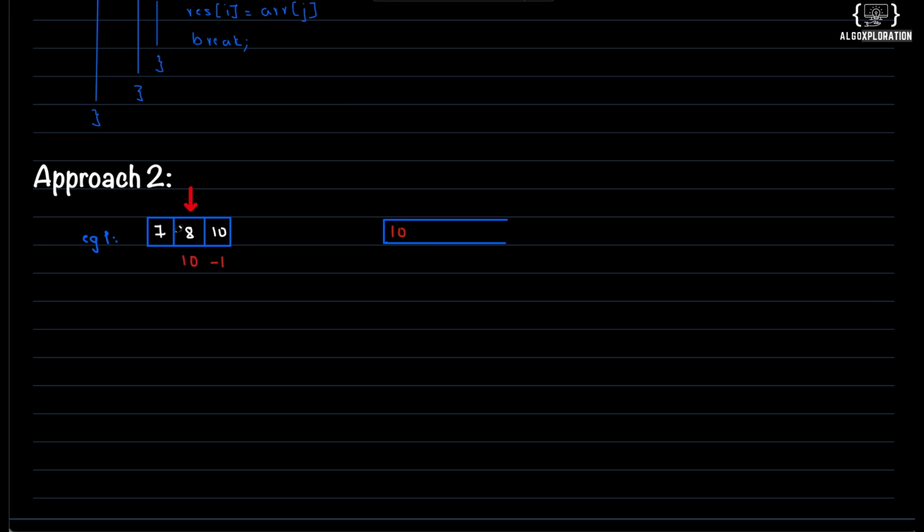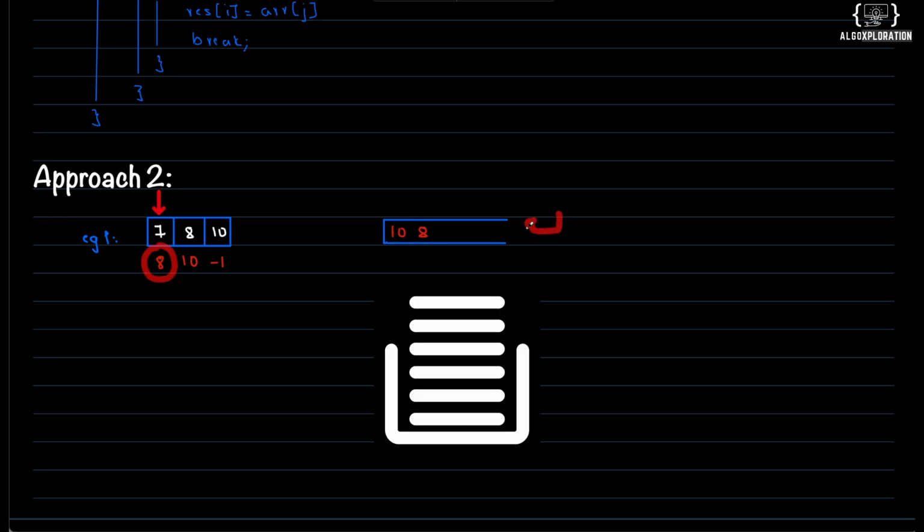But see guys, for this building, the next tallest building present on the right is 8, not 10. So I need to store 8 in this data structure as well. And for this 7, the next tallest building on the right is 8. Since we have used the recent element, obviously this data structure is nothing but a stack.